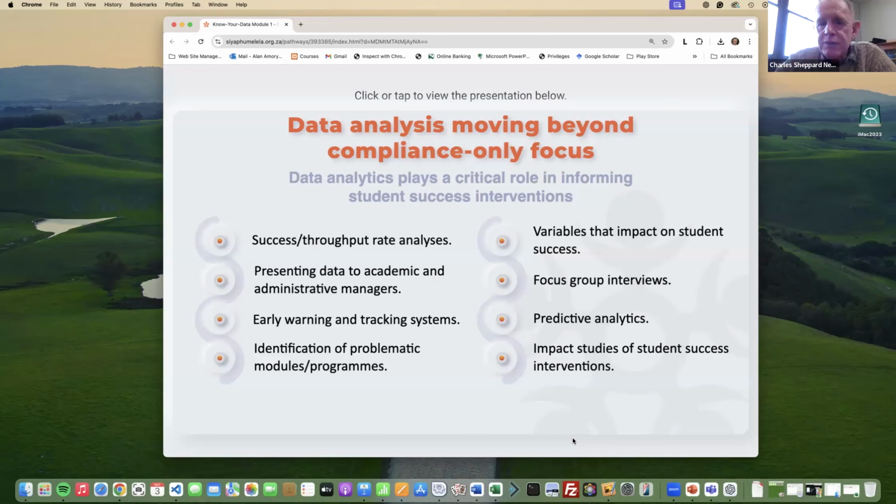We also collect information through focus group interviews when we identify problematic modules, to get feedback from students on how they experience it and what things they think hinder them from succeeding. Then there is predictive analytics, which was also touched on, where we almost want to predict how a student will perform based on information that we have on the student, and then intervene timeously. The more complicated one is to look at the impact studies of student success interventions, which I'm not a big boffin on, but there are people that are good with these things, to see whether an intervention has made a difference. Normally we just look at whether the performance has gone up, but there could be other variables influencing that. Thanks, next.